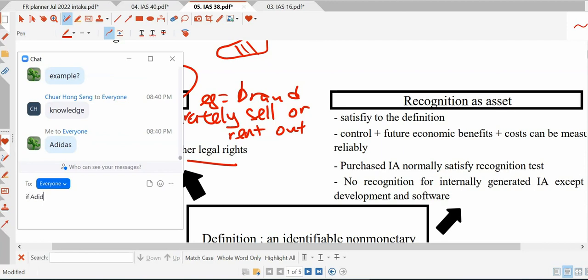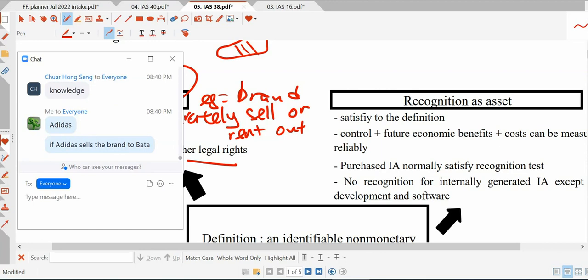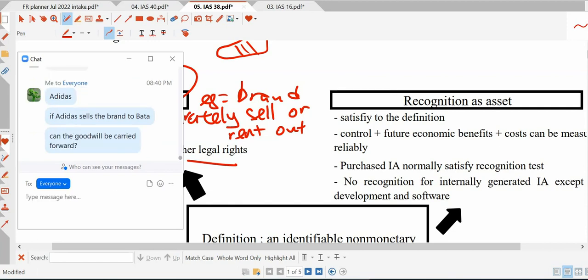If Adidas sells the brand to Bata, so after this, Bata will make Adidas. Can the goodwill be carried forward? I mean the brand you can transfer, but how about the goodwill? If Bata make Adidas, do you want to buy? 900 ringgit made by Bata.